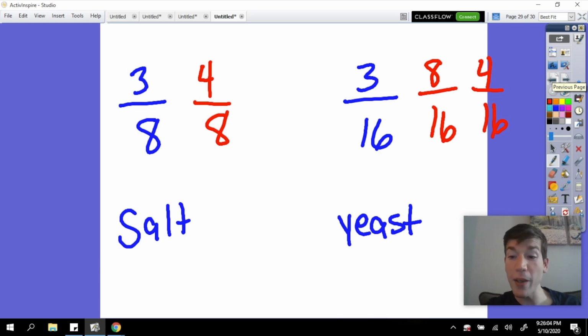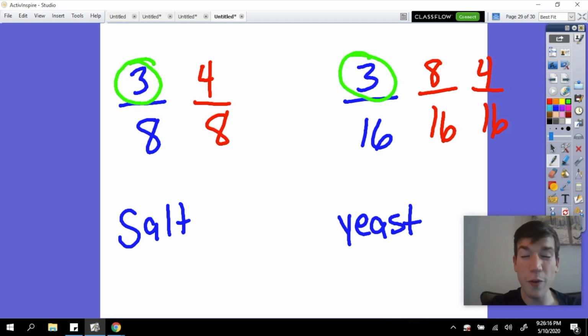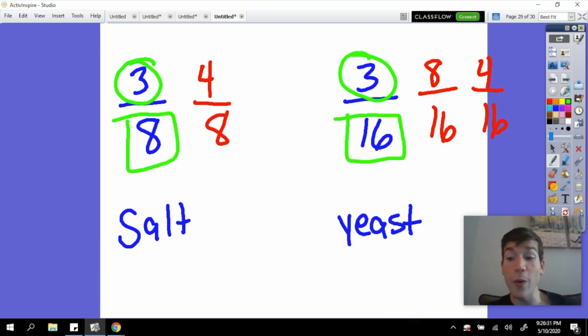So over here, 3/8, we're talking about a little bit smaller than a half. 3/16, we're talking about a little bit smaller than a fourth. Now, something that I quickly notice is if we look at the numerator of these two fractions, they're the same. We have three pieces, 3/8 and 3/16. So the biggest difference between these two fractions is my denominator. So here we have an 8, and here we have a 16.